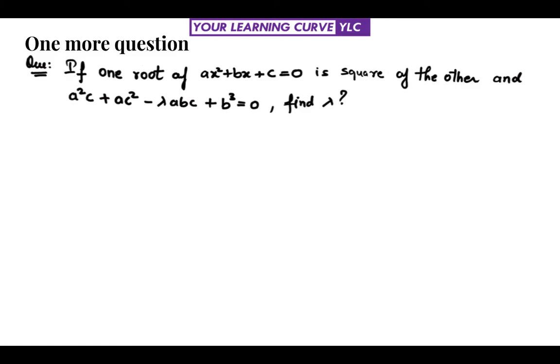You already know Shridharacharya formula. You know sum of roots is minus b by a. You know product of roots is c by a, and you know difference of roots is root d by a. But you have to use all this in this equation and solve the question. Once again, pause the video, try the question and see the solution.